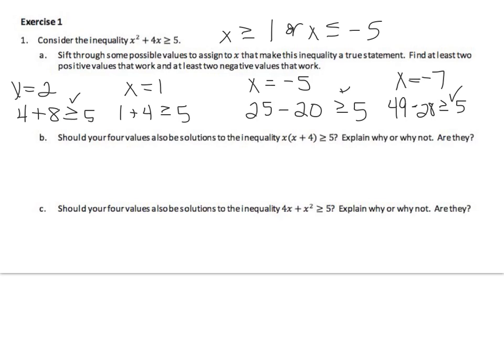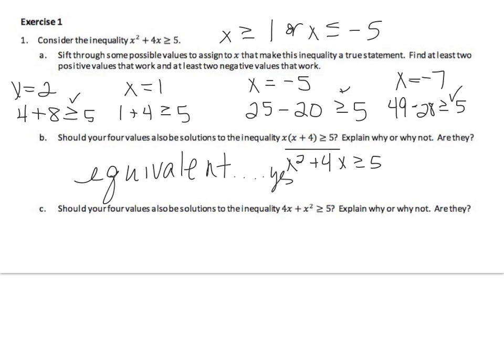Should your 4 values also be solutions to the inequality given here? Well, is that equal to this? Those seem equivalent. They are equivalent algebraic expressions. So yes, they should. Should your 4 values also be solutions to the inequality 4x plus x squared is greater than or equal to 5? Yes, because of the commutative property.